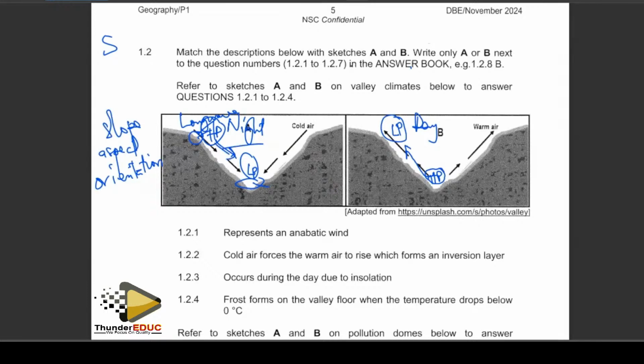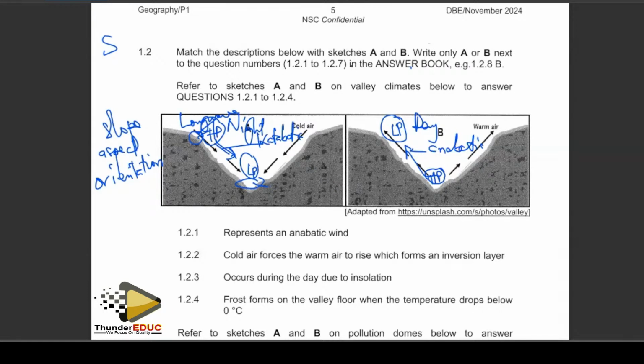And this is typical of what we call the katabatic wind. And this is what we call the anabatic wind. So you don't need to confuse those two. Anabatic wind is an upslope wind, which is typically experienced during the day. Then a katabatic wind is a downslope wind, which is typically experienced during the night.